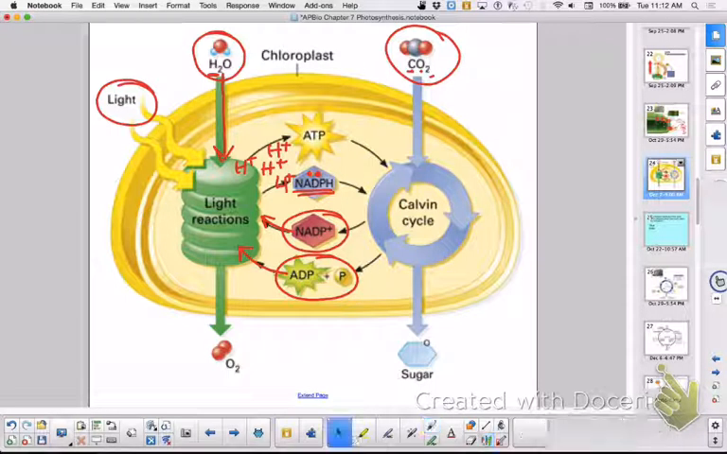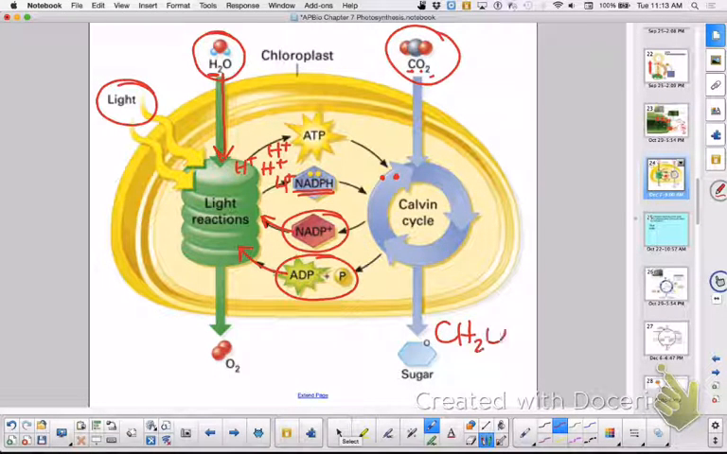Okay, so we're going to take the CO2 and feed it in here, and we're going to give it some electrons. Where are those electrons coming from? Yes, so these electrons right here are going to be given to this CO2 in order to form sugar, CH2O. So it was just carbon and oxygen, and then when these electrons get given to it, it's going to be CH2O. So the CO2 got what? Reduced or oxidized? Reduced, right?